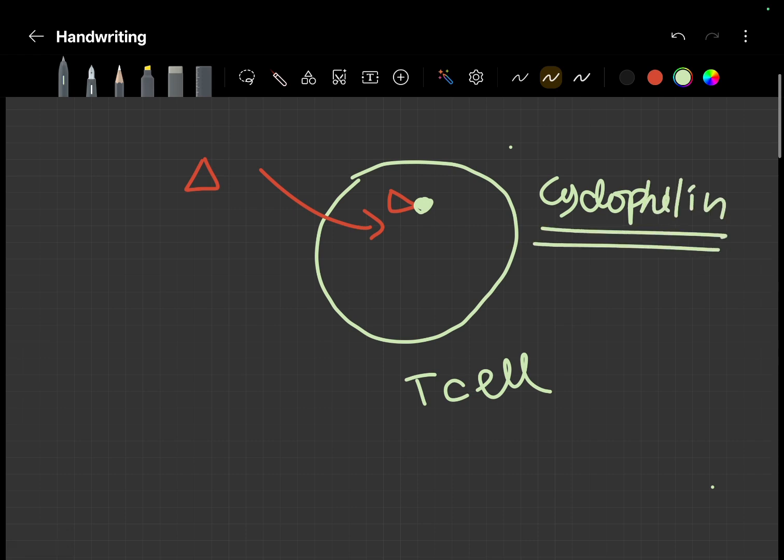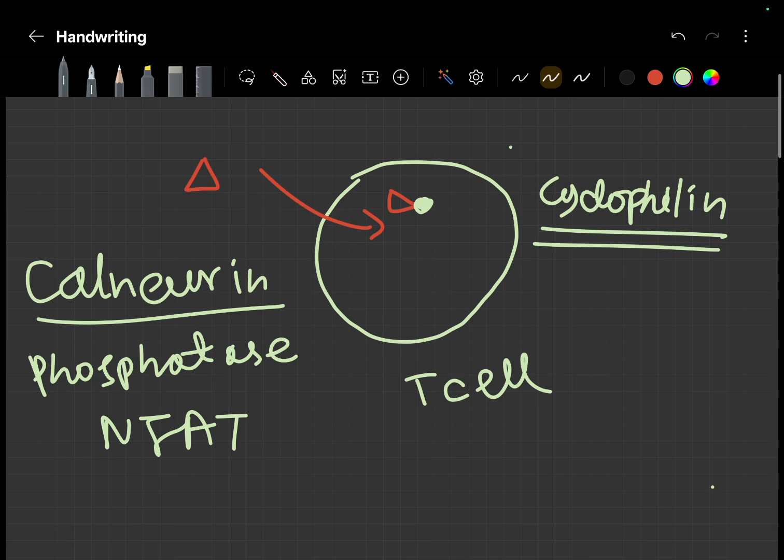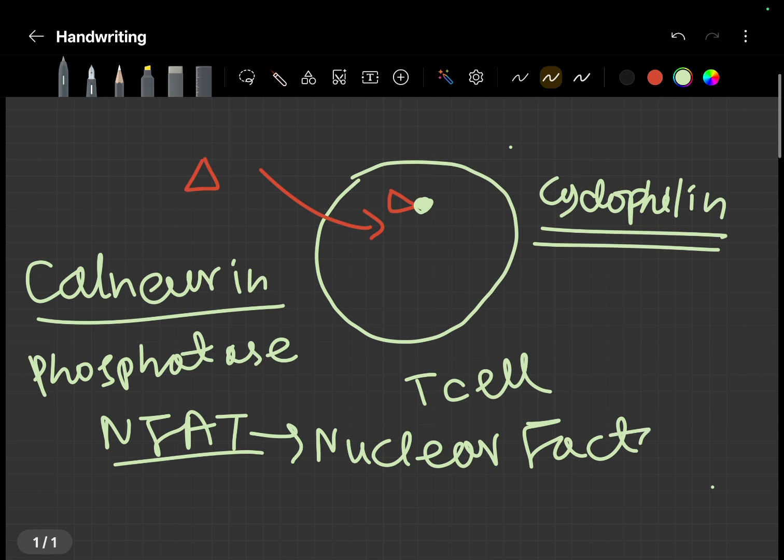This cyclosporine and cyclophilin complex binds to and inhibits calcineurin. What is calcineurin? Calcineurin is a calcium calmodulin dependent phosphatase. So it's basically a phosphatase. This will prevent the dephosphorylation of NFAT, that is nuclear factor of activated T cell. It will not be able to dephosphorylate it because the calcineurin is inhibited by the cyclophilin and cyclosporine complex.